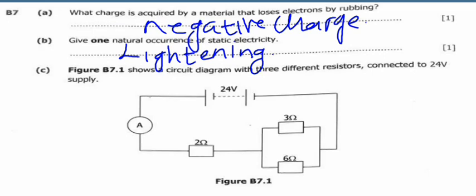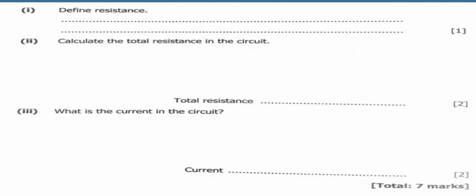So let's see the question. Roman number 1. Define resistance. So resistance is just the opposition of the electric charge in a conductor.